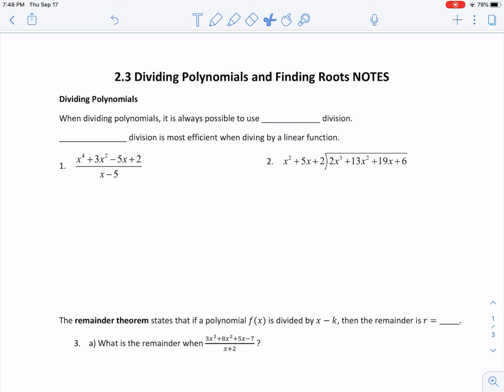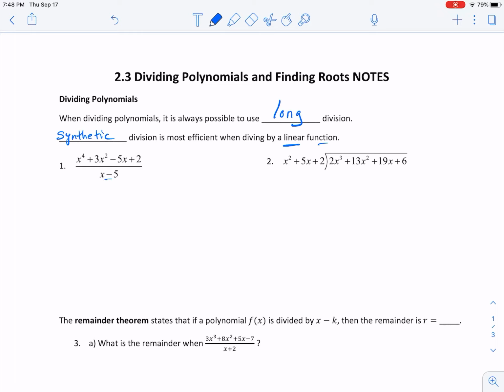Tonight we're learning about dividing polynomials and finding the roots of polynomials. When dividing polynomials, it's always possible to use long division, but synthetic division is most efficient when dividing by a linear function. Linear meaning x minus 5.